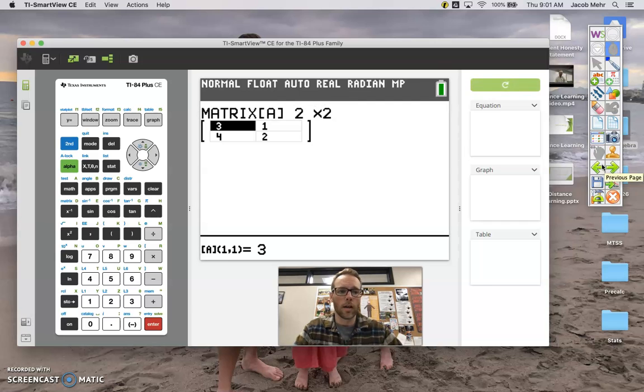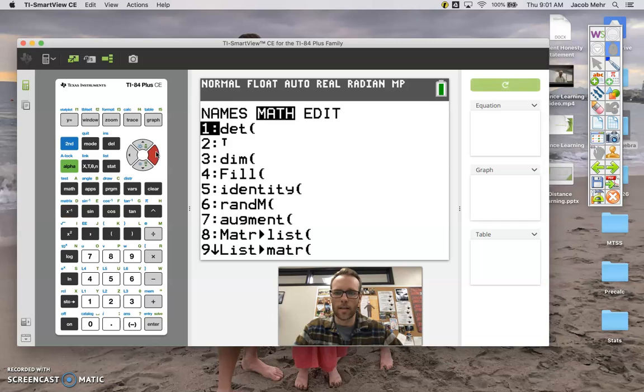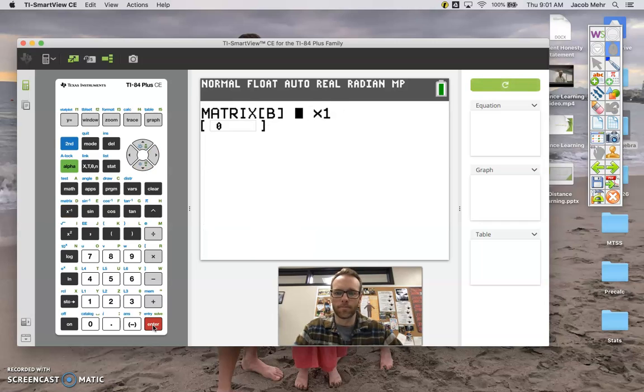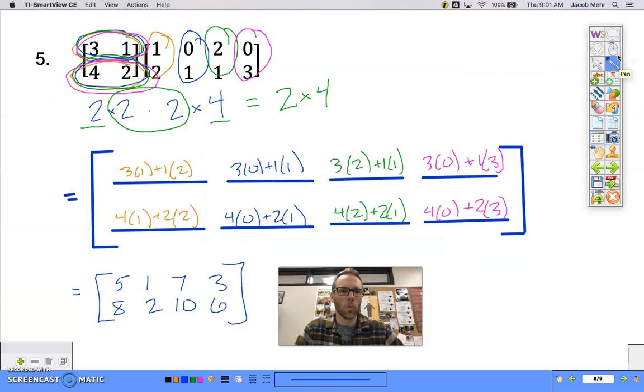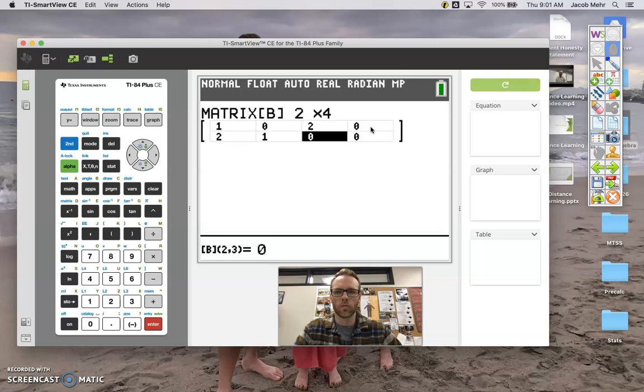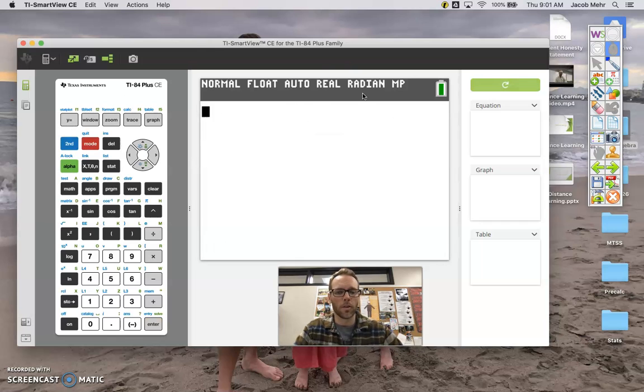Now we need a second matrix, and we're going to call that matrix B. So we're going to have to go back to second matrix. We're going to choose to edit matrix B. Matrix B was a 2 by 4. And taking a look at that matrix, it was 1, 0, 2, 0, and then 2, 1, 1, 3. All right. So once that matrix is in, I want you to quit. Okay, go back to your home page.